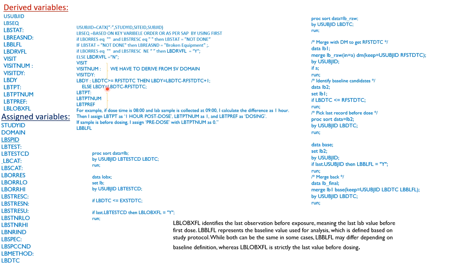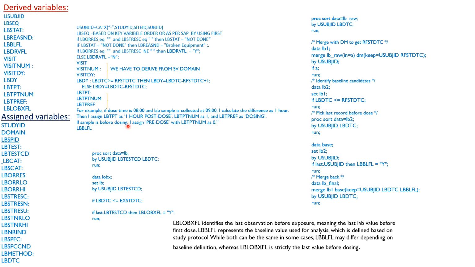Study day we already know, based on RFSDTC and LBDTC. If LBDTC is greater than or equal to RFSDTC, do the difference plus 1, or else just the difference. Already we know LBTPT, TPT number and TPT reference. For example, if the dose time is 8 o'clock and the lab sample is collected at 9 o'clock, I calculate the difference as 1 hour and assign LBTPT as 1 hour post dose. The number will be 1 and the reference will be dosing.